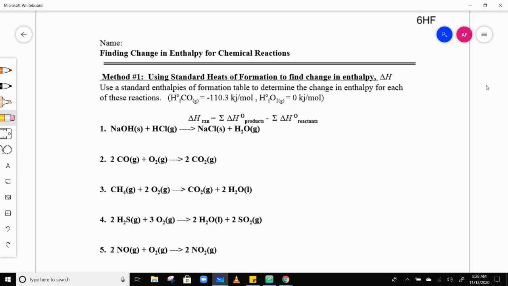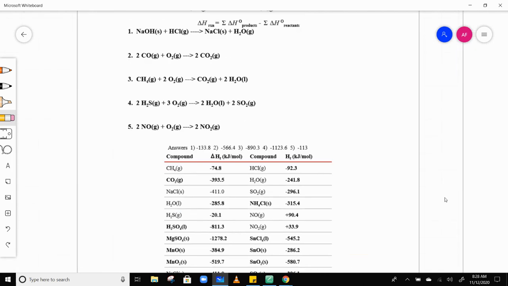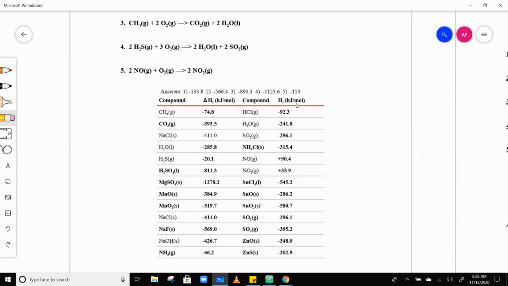The first method is using standard heats of formation. Basically, if you want to think about enthalpy as the potential energy that each molecule has, these are given values. They have been determined experimentally and placed in tables. Here's a short version of this table down here, with the compound and its delta H of formation right next to it.